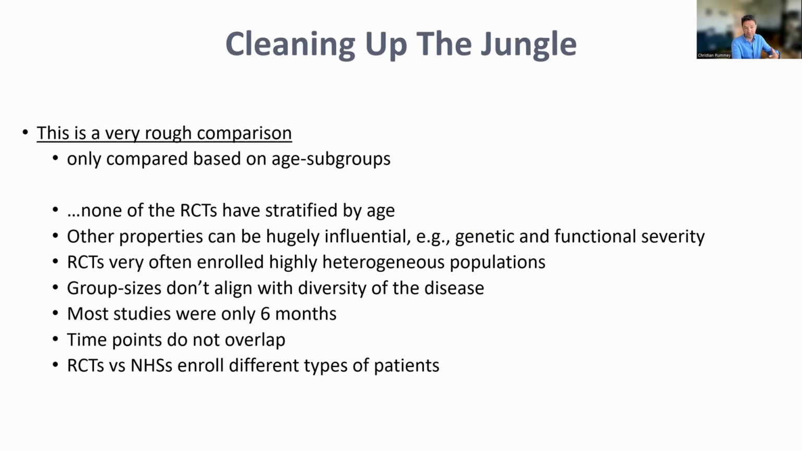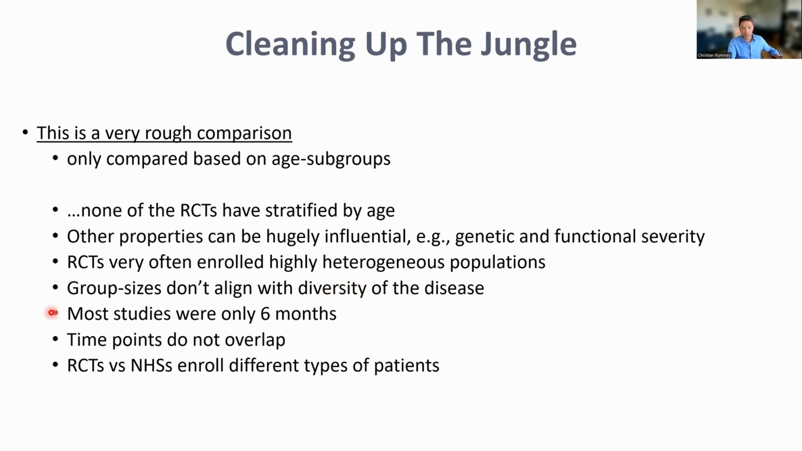Before we can clean this up, of course, there are all these things that we all have in mind, and I wonder if I should repeat them to you. I only compared age-based subgroups, which is the most important determinator, but it's not enough because none of these trials are stratified by age, which I think is a mistake and should be done. And other properties like genetic and functional severity are very important. They often enroll very highly heterogeneous populations, and the group sizes don't align with that. They're just not able to cover the diversity in these groups.